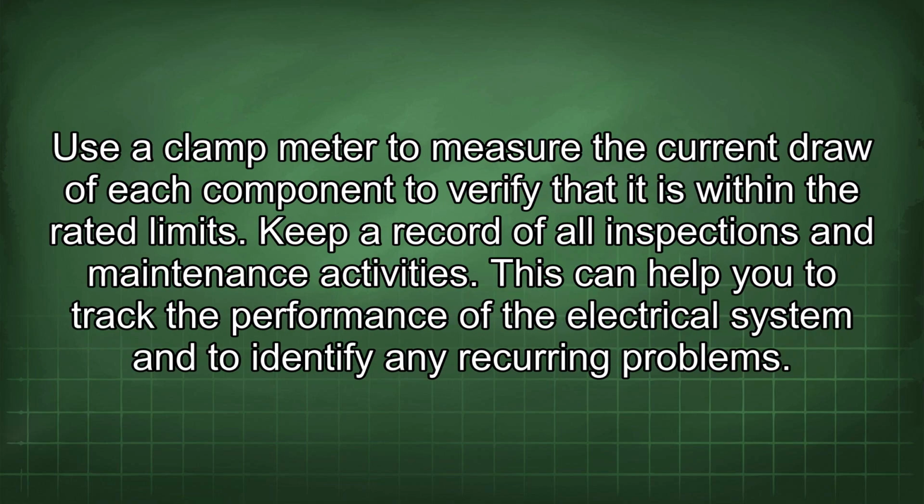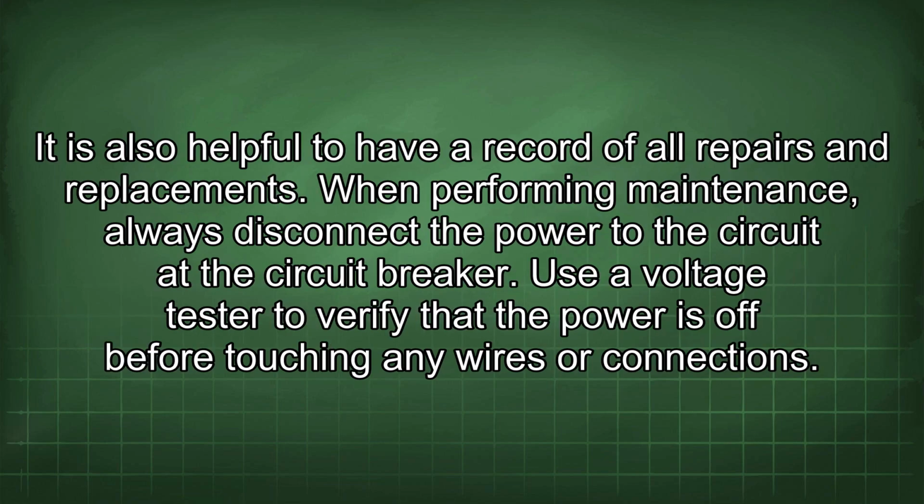Use a clamp meter to measure the current draw of each component to verify that it is within the rated limits. Keep a record of all inspections and maintenance activities. This can help you to track the performance of the electrical system and to identify any recurring problems. It is also helpful to have a record of all repairs and replacements.